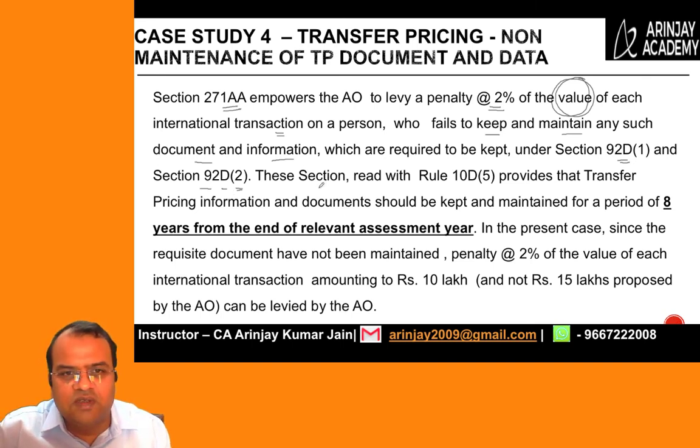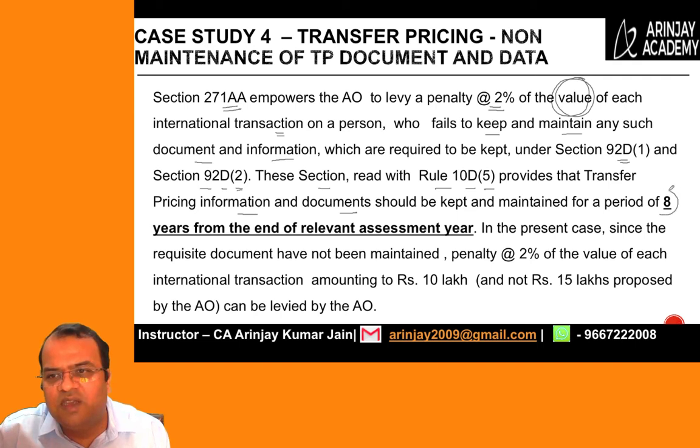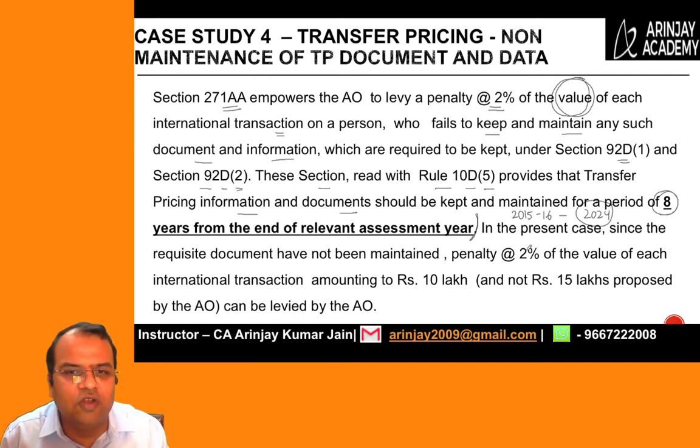So coming back to this question, this section read with Rule 10D(5) provides that transfer pricing information and documents should be kept and maintained for a period of 8 years from the end of the relevant assessment year. So we were talking about 15-16. The requirement should be until 31st March 2024. In the present case, since the documents have not been maintained, penalty at 2% of the value of each international transaction, amounting to rupees 10 lakh and not 15 lakh, which is proposed by the AO, by the way, can be levied by the AO.